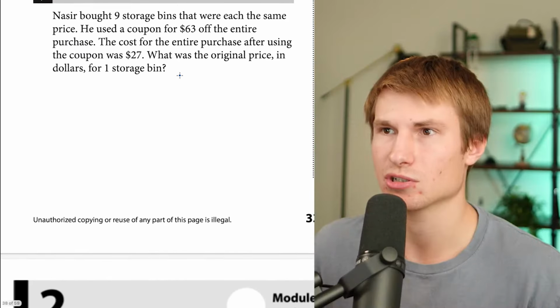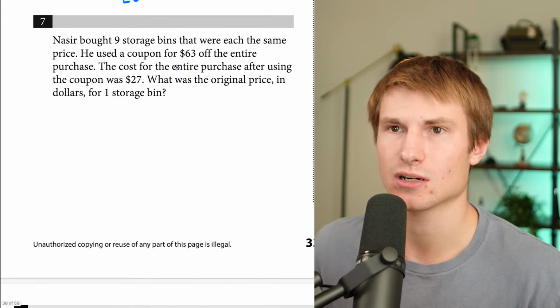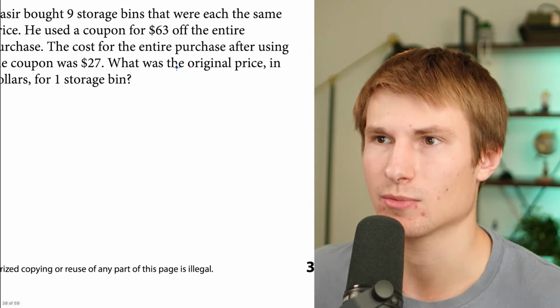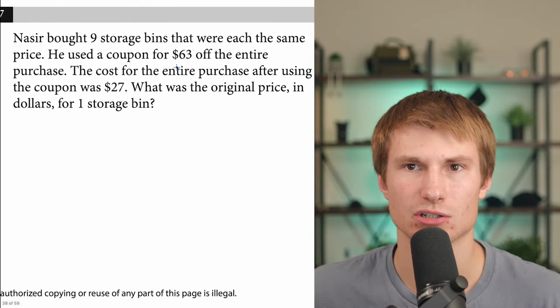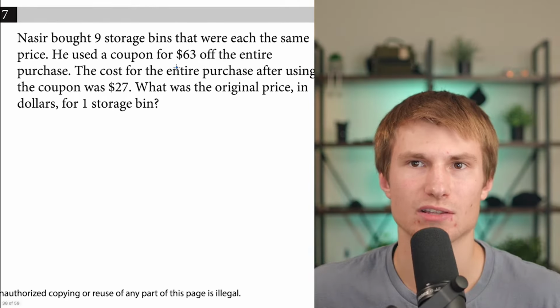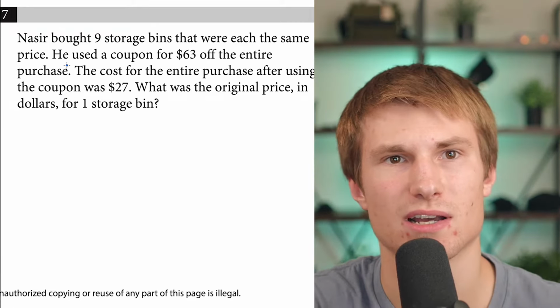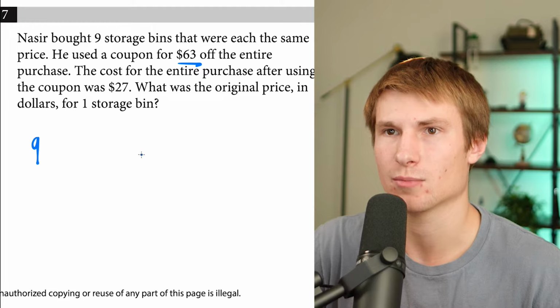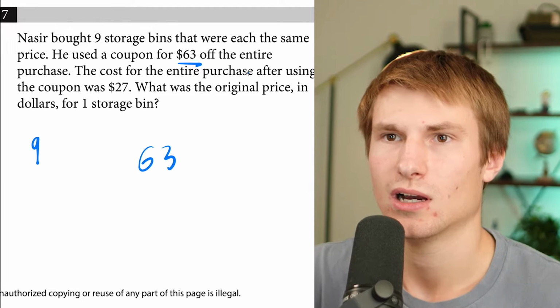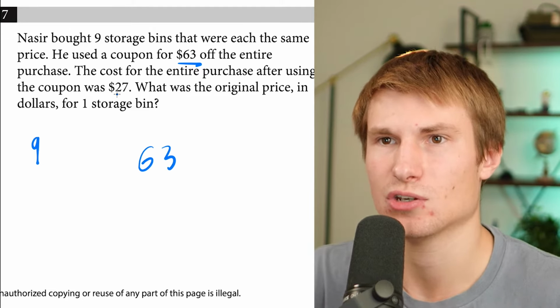Moving on to question number 7 now, and let me zoom in a little bit so you can see these questions a little bit clearer. So there we go. Here's question number 7. Nasir bought 9 storage bins that were each the same price. He used a coupon for $63 off the entire purchase. The cost of the entire purchase after using the coupon was $27.